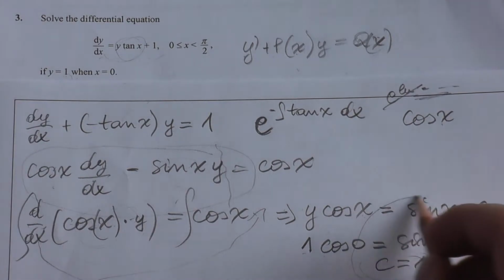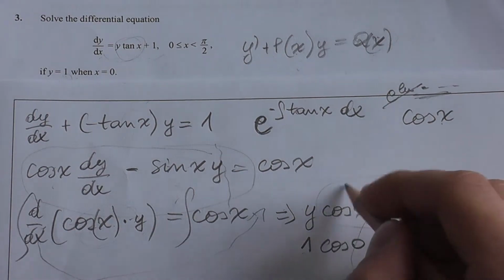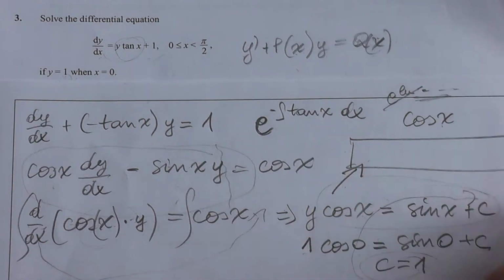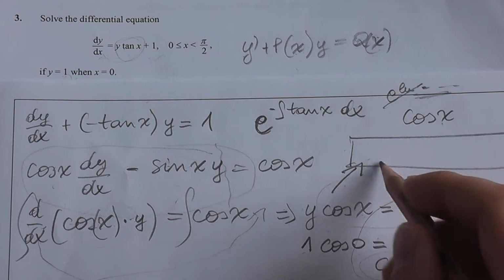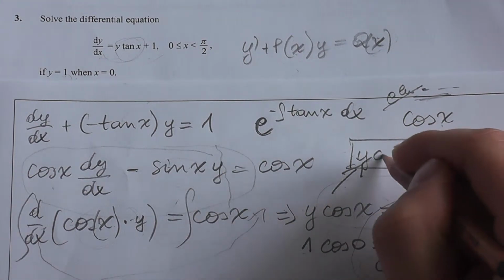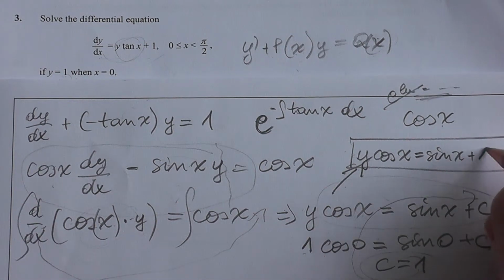Using this information, we have to put the c in here, and then we transform what we're left with into our answer. Ta-da! And that is going to be y cosine x is equal to sine x plus 1.